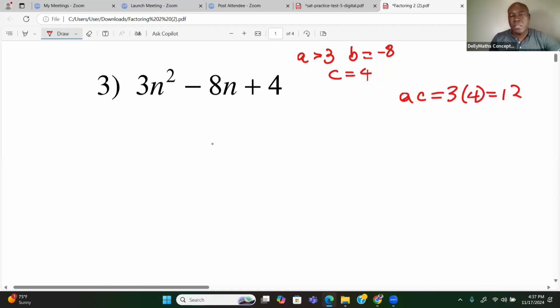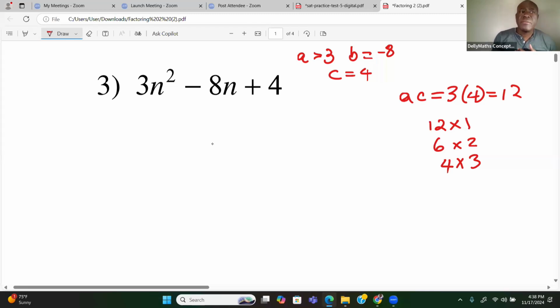Now, I'm going to list the factor pairs of 12. So we have 12 times 1, we have 6 times 2, and we have 4 times 3. These are the factor pairs of 12 that we are going to be manipulating to get what we want. Remember, the two numbers that I'm looking for will multiply to give me back positive 12, and when I add them together, I will get negative 8.